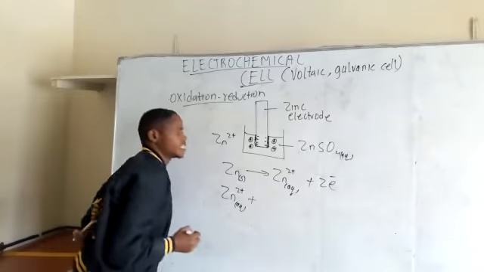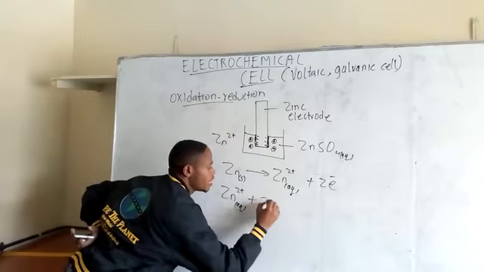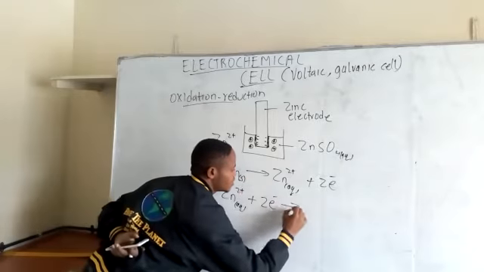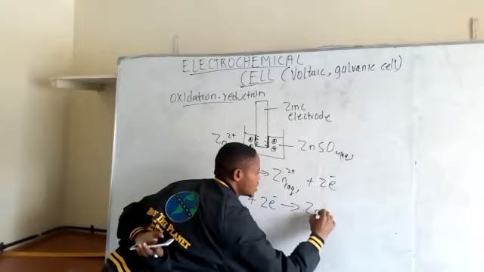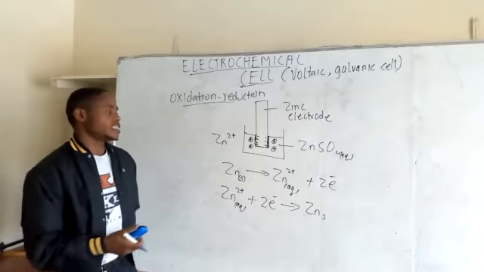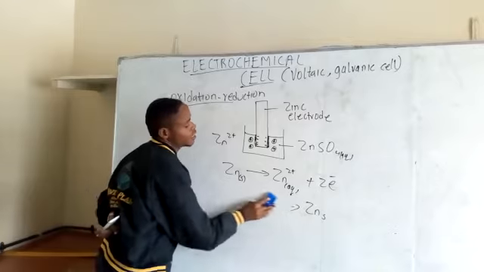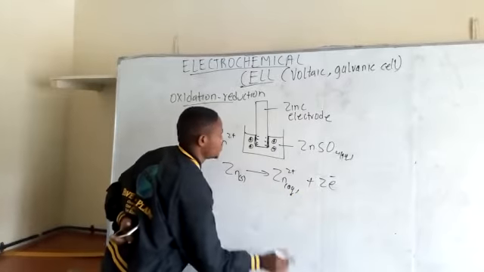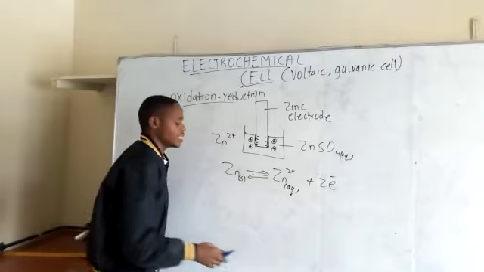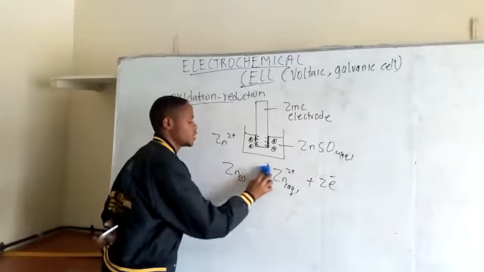They are attracted back by the negatively charged electrons. We know opposite charges attract, and once they are attracted, they form the zinc solid. So we have two reactions taking place in opposite directions. From our reversible reactions, we have seen that we're going to have both the forward reaction and the backward reaction. So at a certain time, these two reactions will achieve the state of equilibrium.